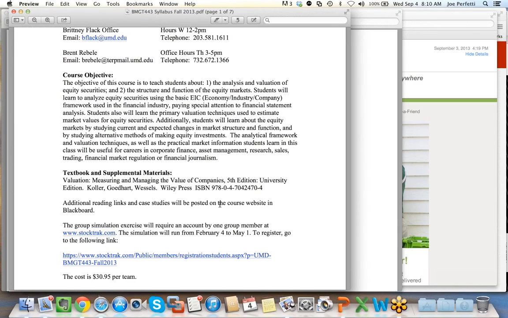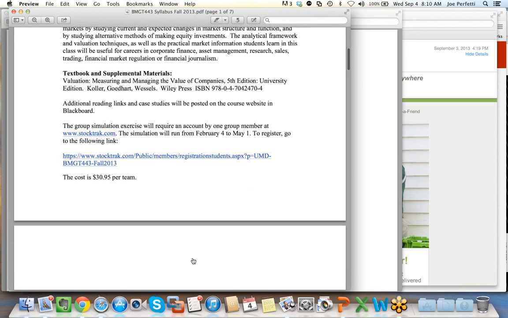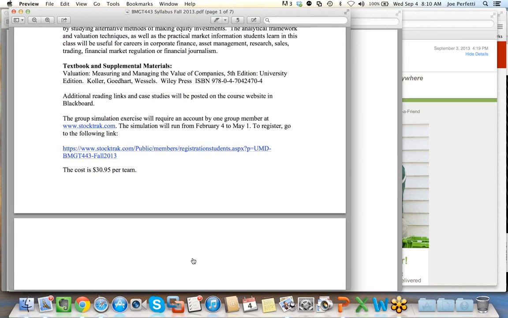To register for stock track, this is the link that you'll need to follow because you'll have to actually be associated with this class. You'll need one of your team members to basically register and pay with a credit or debit card, and then that will pay on behalf of the team.